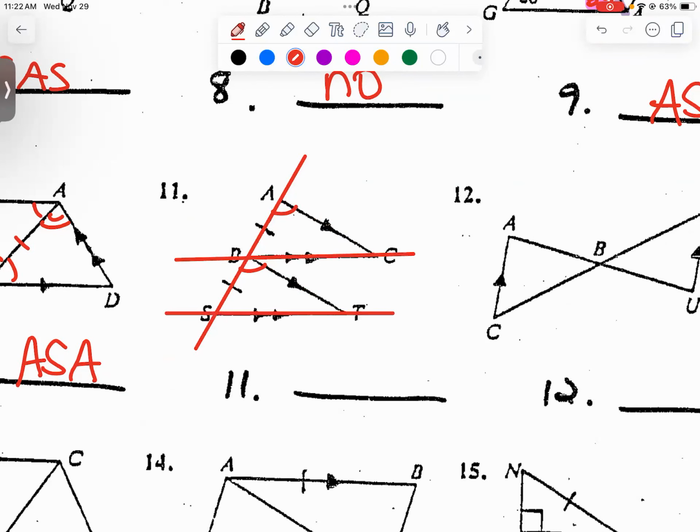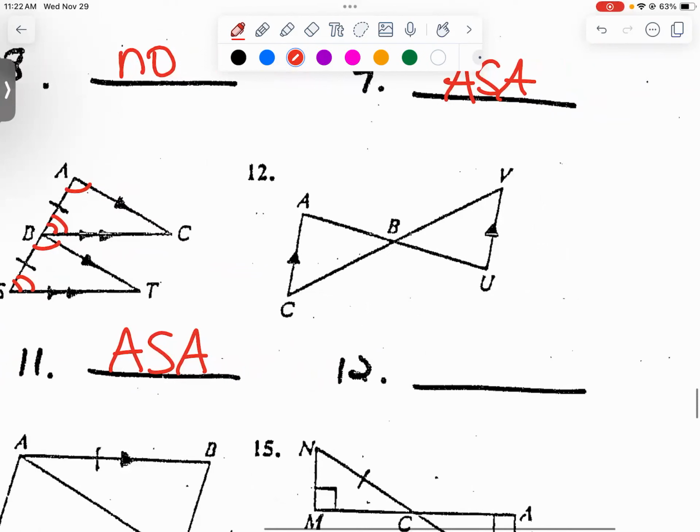Wait. Here's parallel lines in a transversal, right? So are these congruent? Mind blowing. That's so cool.